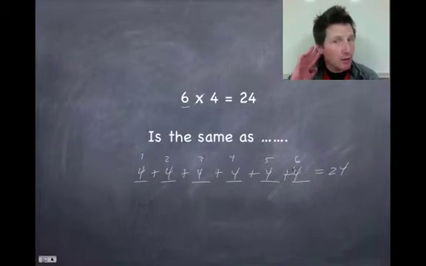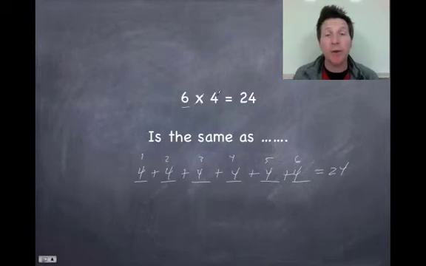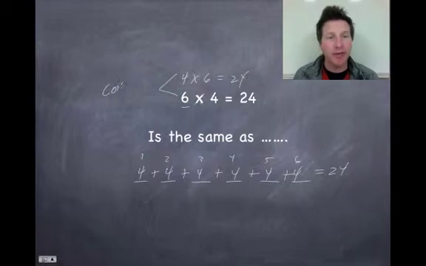What was that? Oh, what if you did it the other way? What if you did 4 groups of 6? Great question. I can actually write that for you. 4 groups of 6 is still 24, and we call this the commutative property of multiplication.